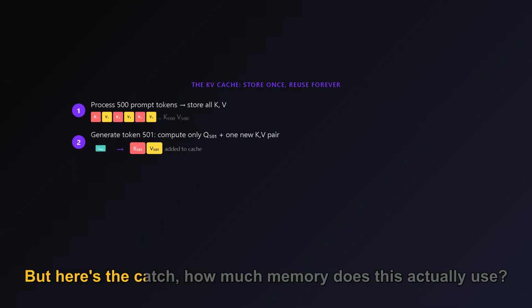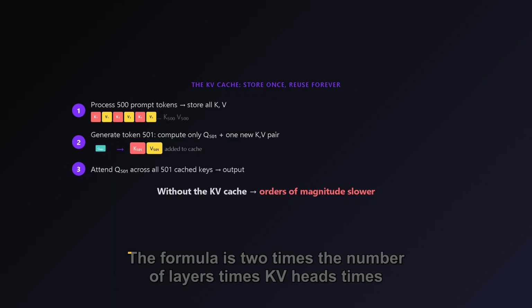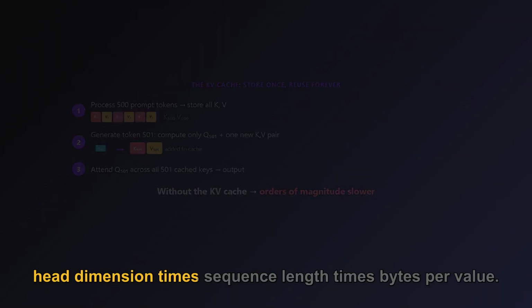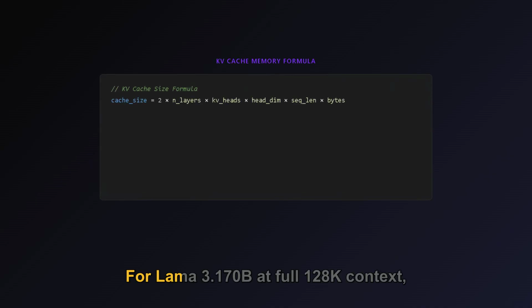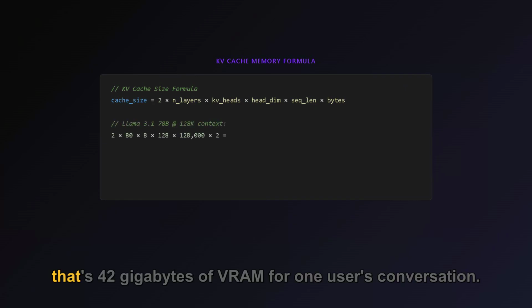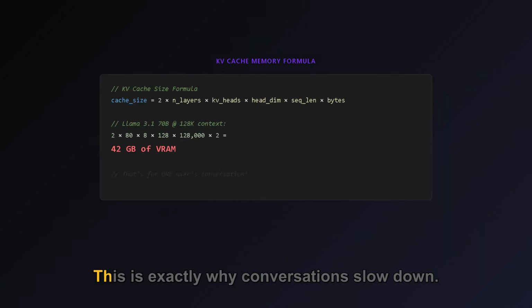But here's the catch. How much memory does this actually use? The formula is 2 times the number of layers times KV heads times head dimension times sequence length times bytes per value. For Llama 3.1 70B at full 128K context, that's 42 gigabytes of VRAM for one user's conversation. This is exactly why conversations slow down.